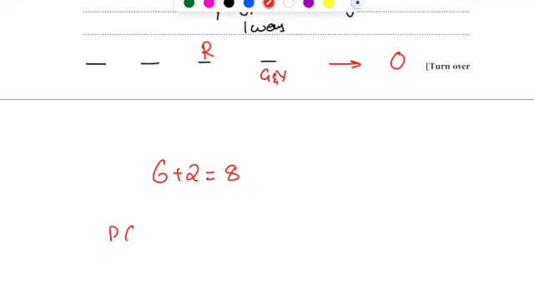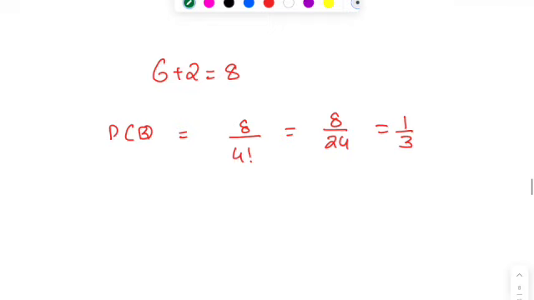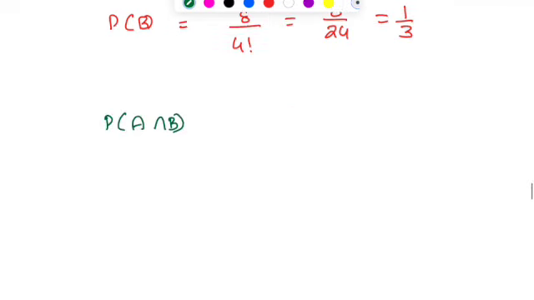Now the probability of B will be nothing but 8 divided by 4 factorial, since 4 can be arranged in 4 factorial. So 8 upon 24, which is 1 upon 3. That is the probability of B. Now I have to find the probability of A intersection B. So what is that A intersection B?